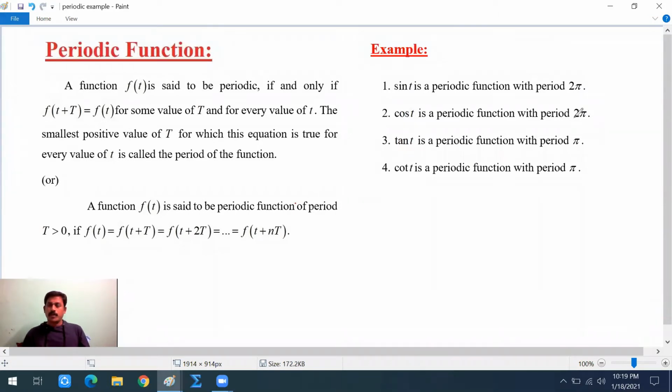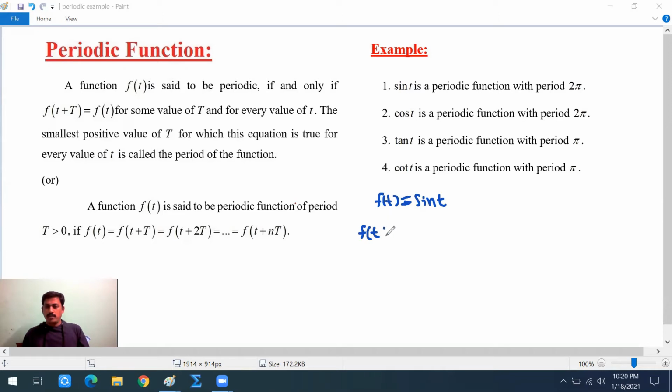Example, sin t is a periodic function with period 2 pi. Cos t is a periodic function with period 2 pi. Tan t is a periodic function with period pi. Cot t is a periodic function with period pi. You will see how it is a periodic function. So first you take your f of t equal to sin t.